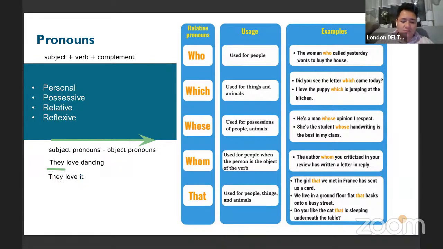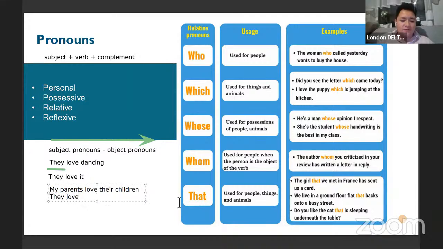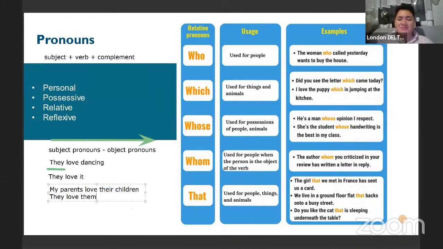Okay. Let's say, for example, my parents love their children. My parents love their children. Ahorita con los posesivos. So my parents, what pronoun? ¿Cómo puedo sustituir my parents? What is the pronoun? They. They love their children. What is the pronoun? Them. Okay. So you know how to use they and them. So what is the difference between they and them?